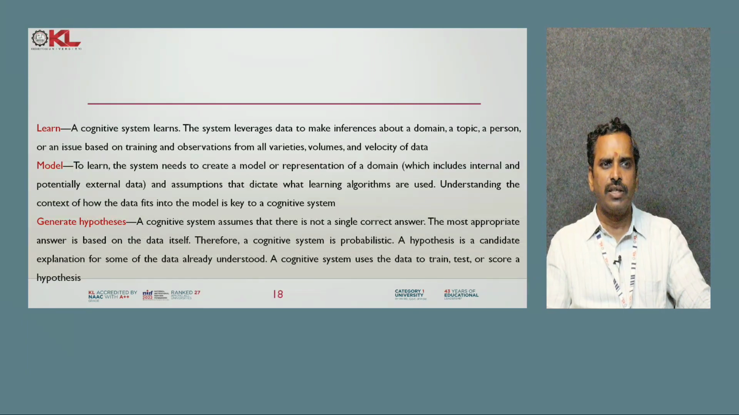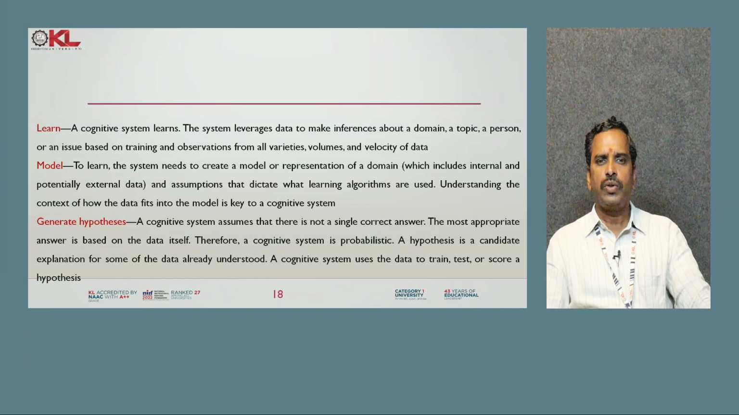The second principle is model. To learn, the system needs to create a model, a representation of the domain, which includes internal and potentially external data and assumptions that dictate what learning algorithms are used. Understanding the context of how the data fits into the model is key to a cognitive system.